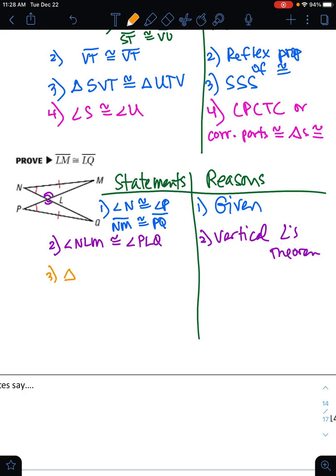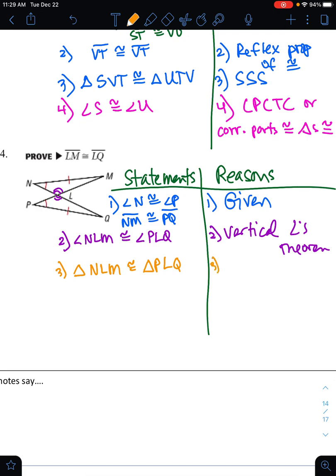So triangle, and I might be able to go in the same order as what I did on step 2. We'll see. Triangle NLM, I'll start out that way, is congruent to LQ. Because when you name angles, the first and last letter, the order doesn't matter, but when we name our triangles, it will if they're congruent. Okay, and we said this was angle, angle, side.